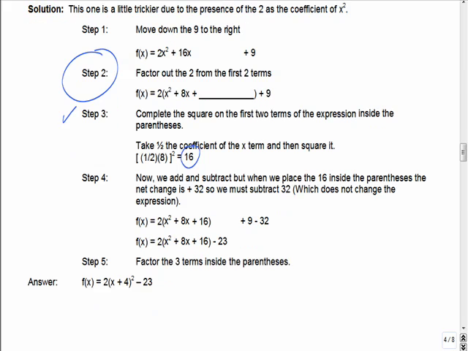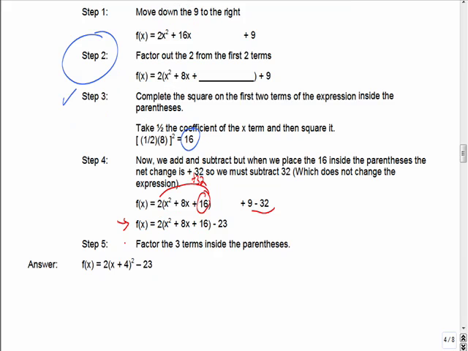Now what we do is we add and subtract, but we're going to place the 16 inside the parentheses. The 16 would then multiply by the 2 and gives us a net change of 32. So at the end of the expression, we have to subtract 32. So this piece actually adds 32, so we have to subtract 32. Which then would give me f of x equals 2 multiplied by the quantity x squared plus 8x plus 16, minus 23 from the 9 minus 32.